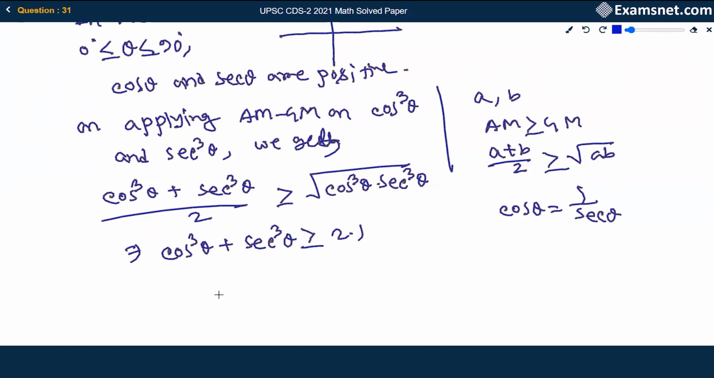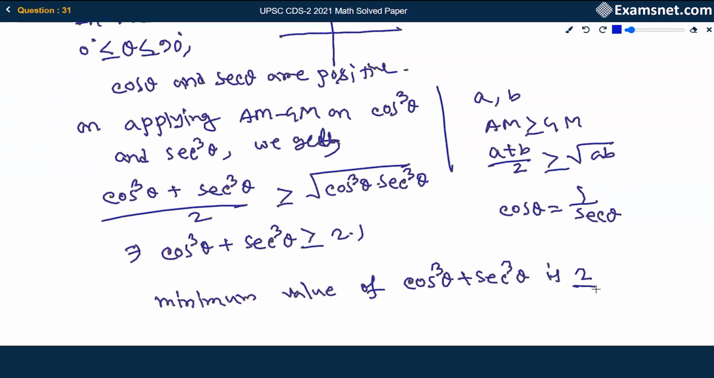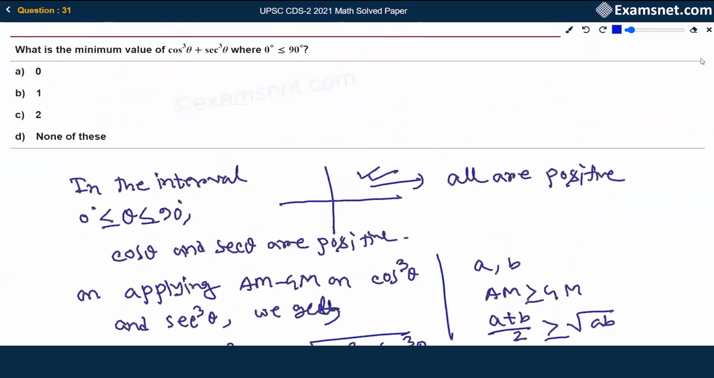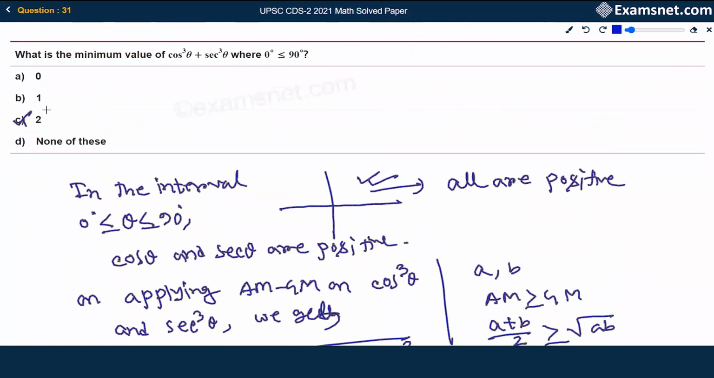So the minimum value of cos cube theta plus sec cube theta is 2. So here option C is the correct answer. Minimum value of cos cube theta plus sec cube theta, that is 2.